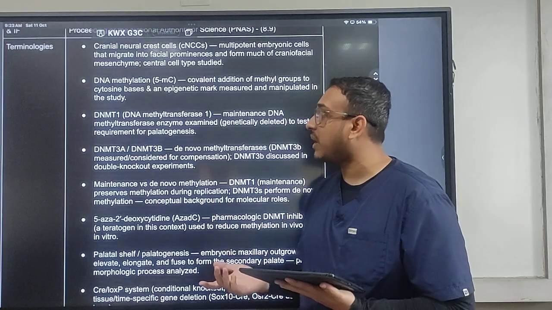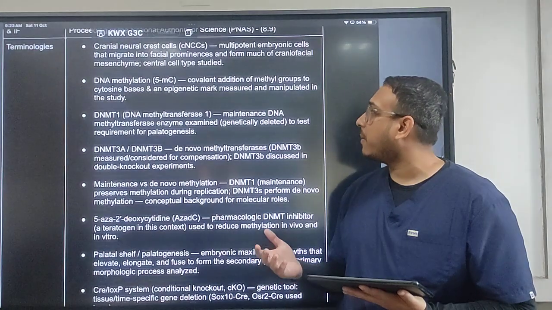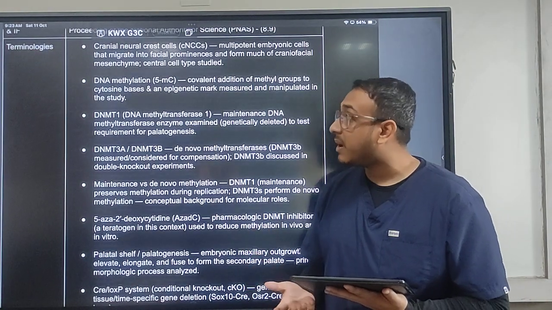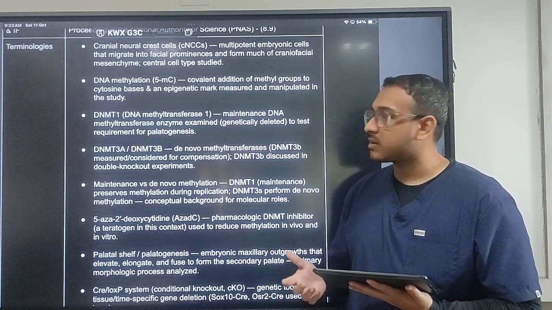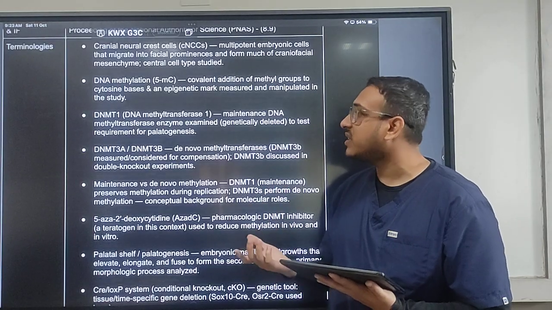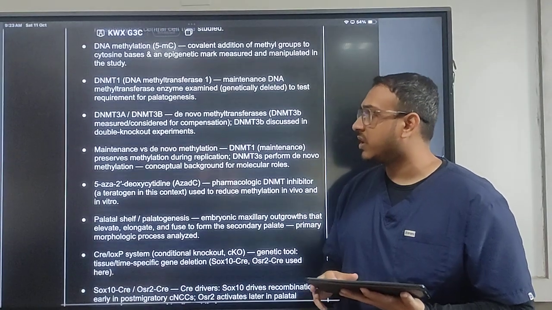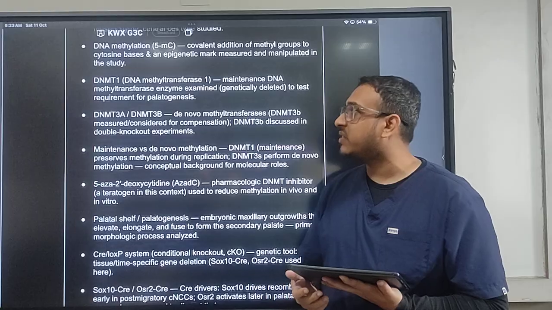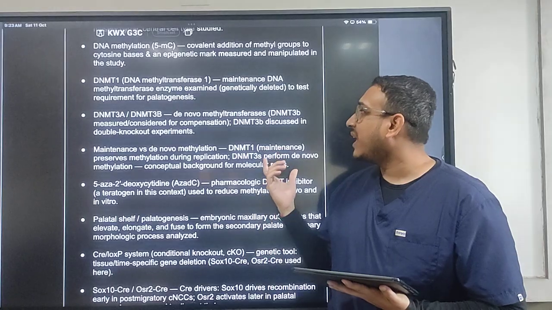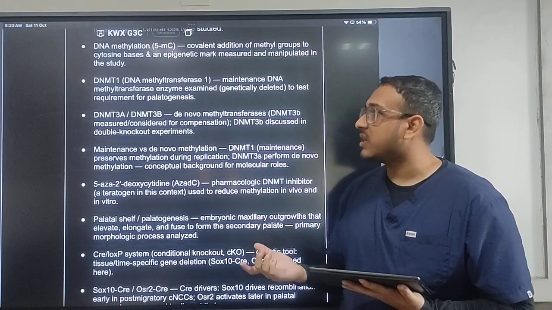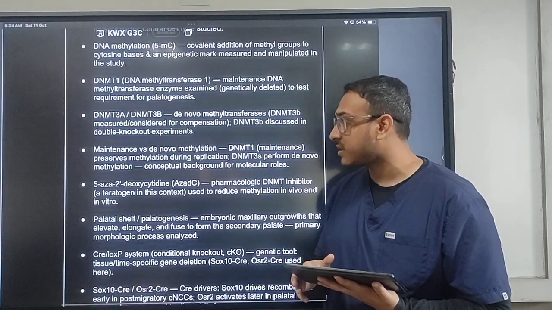DNMT1, that is DNA methyltransferase 1, is a maintenance DNA methyltransferase enzyme that was examined and genetically deleted in this study to test its requirement in palatogenesis. DNMT3A and DNMT3B are de novo methyltransferases. DNMT3B is discussed in this study in the form of double knockout experiments.